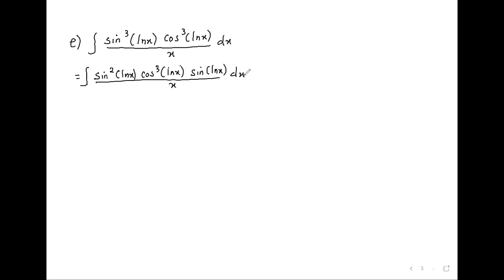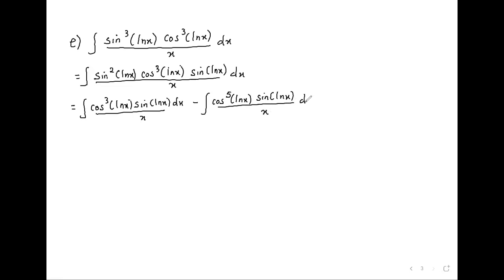Then change this sine^2 into 1 minus cos^2 x. So that one will multiply by the whole part. So we'll get cos^3 ln x, now multiplying it by 1, sine ln x dx over x. And then minus, we now multiply by cos squared. So we'll get cos^5 ln x sine ln x over x dx, like that.